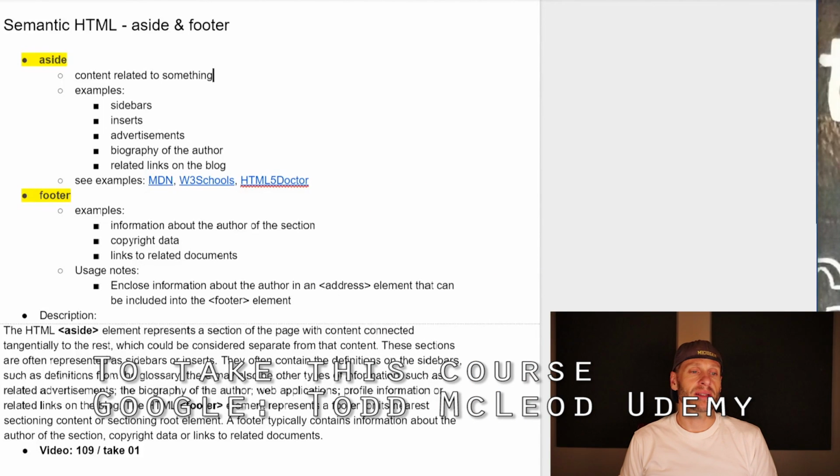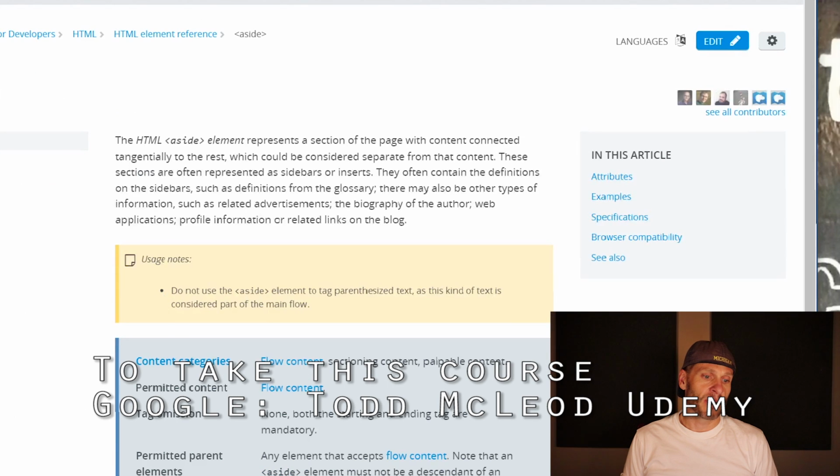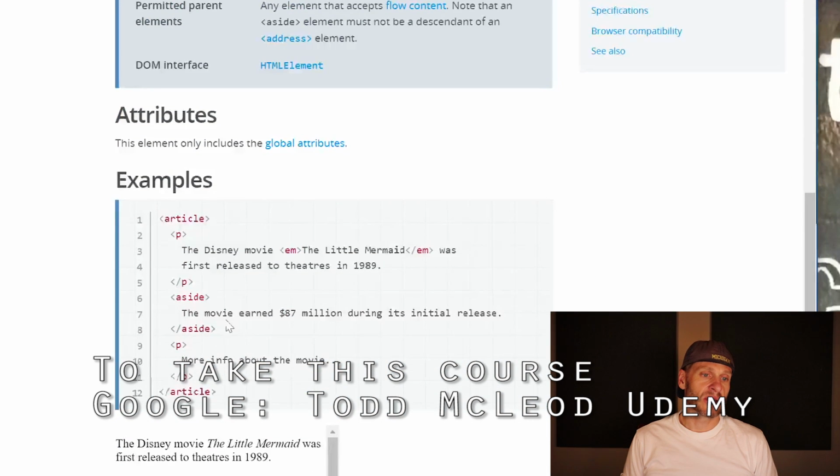And so here is an aside, and it's content that's related to something, and the examples are what is really helpful when figuring out where would I use this. So sidebars, inserts, advertisements, biography of the author, related links on the blog. And here are some examples if you want to look at different asides. I like MDN's documentation. I'm not sure if this is it. We'll go see. And yeah, perfect. And so, here's their example.